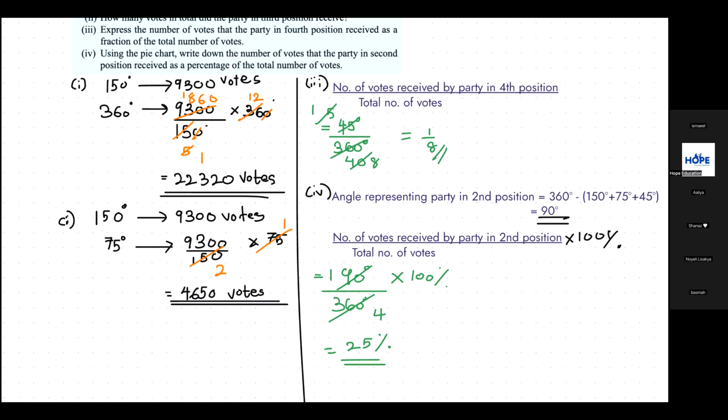All right. Then the last question of our homework. Sixth question. Again, we have a pie chart that they have given.